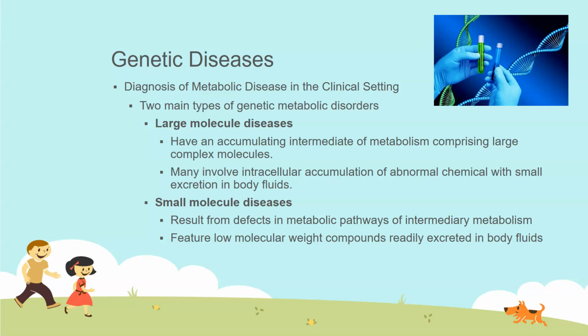And if you want to diagnose it in a clinical setting, so this is past the newborn screening, there are 2 main types of genetic metabolic disorders, the ones with large molecules and small molecules. So the large molecule diseases have an accumulating intermediate of metabolism that comprises large complex molecules. Many involve intracellular accumulation of these abnormal chemicals, and there's very little excretion in the body fluids. But the small molecule diseases result from a defect in a metabolic pathway of intermediary metabolism of that molecule, and usually these feature low molecular weight compounds that are readily excreted in body fluids, and then you can pick them up, for example, in urine or in blood.